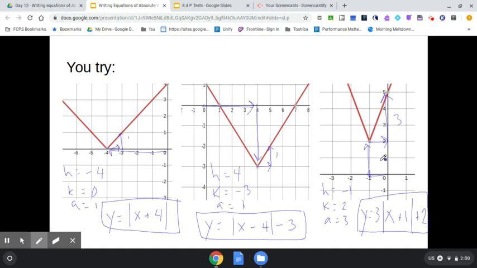And then the last example, we had to move left 1 and up 2. So h is -1, k is 2. If we move right 1 unit from the vertex, we have to move up 3 units to get to that next reference point. So the A is 3. So our equation is y equals 3 times the absolute value of x minus a -1, which makes x plus 1, plus 2. So again, left 1 unit and up 2 units. And this one has a vertical stretch of 3.